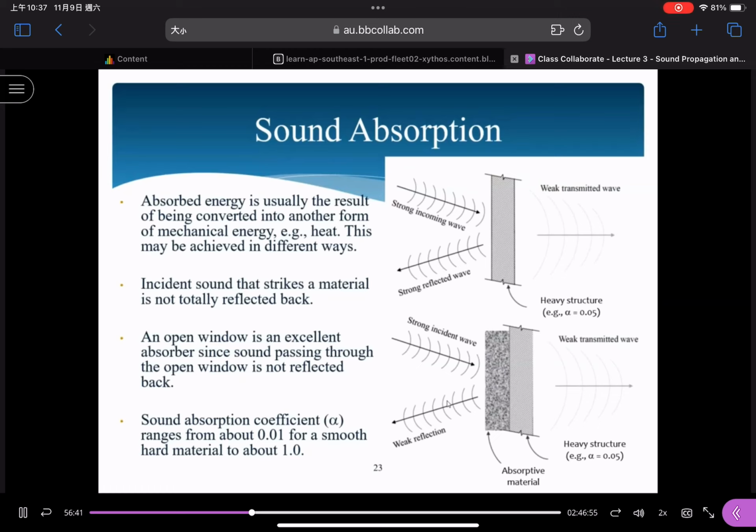For example, if this is a hard wall, when we have an incident wave, most of the sound wave could be reflected. Only small portions could pass through these hard surfaces. So that's the heavy structure here. Alpha is the coefficient, equal to 0.05. When it is closest to 0, it means that it is highly reflective.